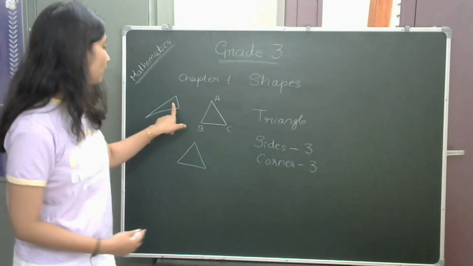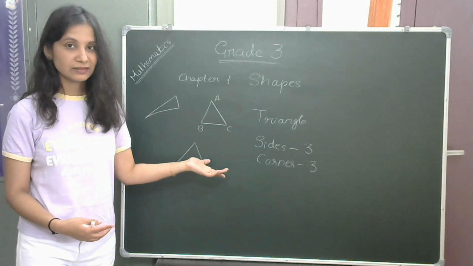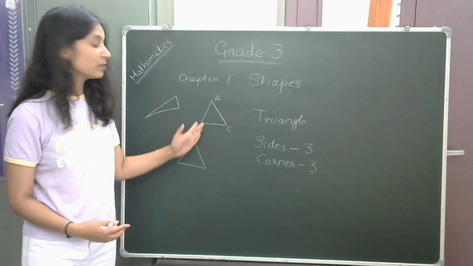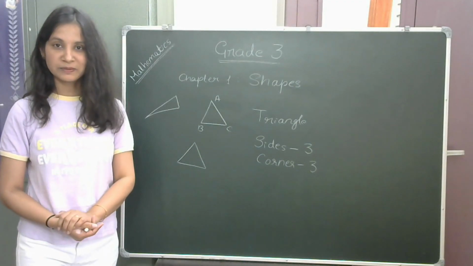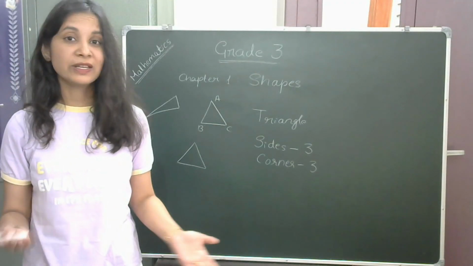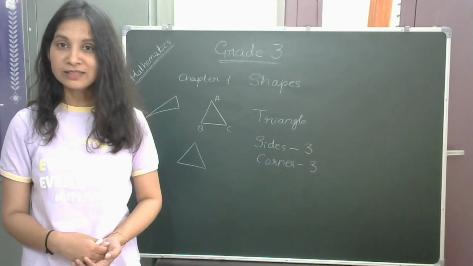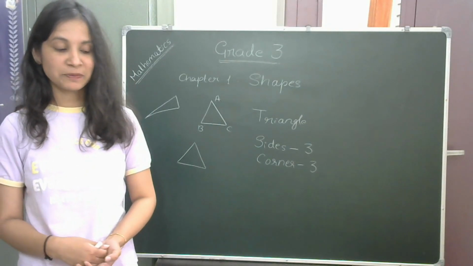Okay. So, a triangle can be of any length. That means the sides can be of any length, but it must be a closed figure. Can you suggest any example? That means objects that we can find in our surroundings, which must be in triangular shape.